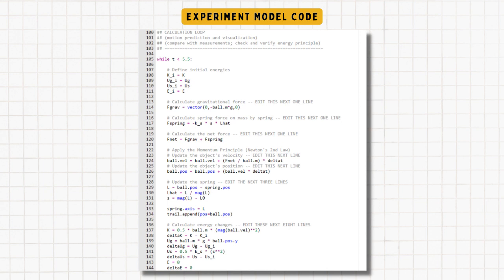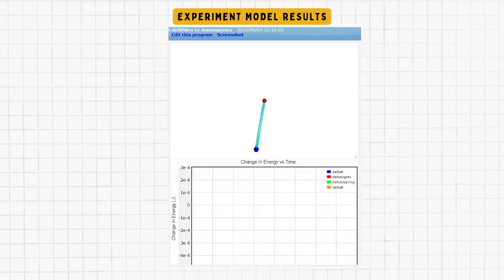The next part was to calculate the gravitational force, which I started by updating the ball mass with the gravitation. Then we had to calculate the spring force, followed by the net force, followed by the momentum principle update, in which we update the object's velocity and position. Then we also had to update the spring, and finally we calculated the energy changes. We did all of these by making use of the formulas that we showcased at the beginning of the experiment.